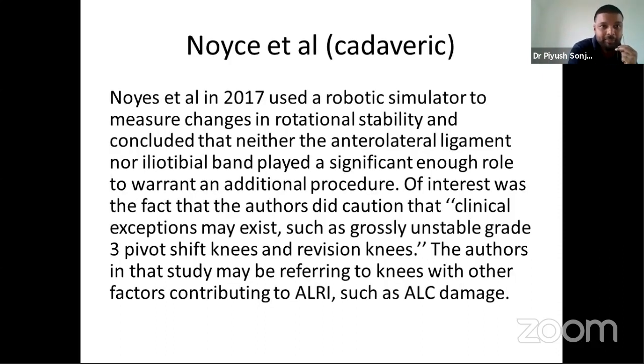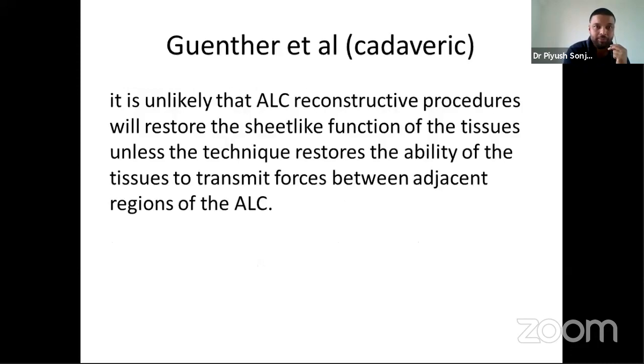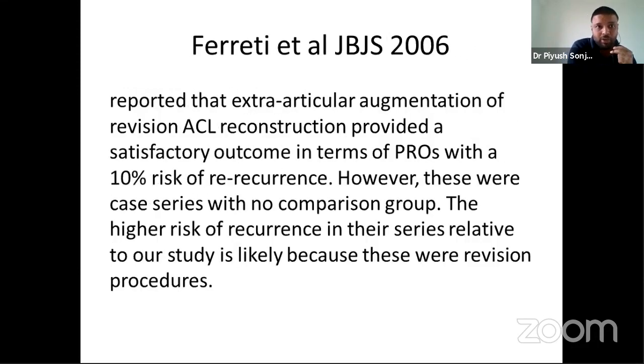Noyce study, what they say, they have used robotic simulator to measure changes in rotational stability and concluded that neither anterolateral ligament nor iliotibial band played a significant role. But they have also given exception, that clinical exceptions may exist, such as grossly unstable grade 3 pivot shift test, which we have included. Other studies about ALL, Ferretti et al. in JBJS 2006 reported that extra-articular augmentation of revision ACL reconstruction provided satisfactory outcome in terms of patient-related outcomes, with a 10% risk of re-recurrence, because they have studied only revision cases. So because they have studied only revision, the recurrence rate might be so high.